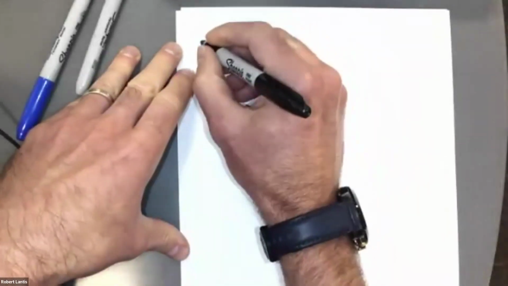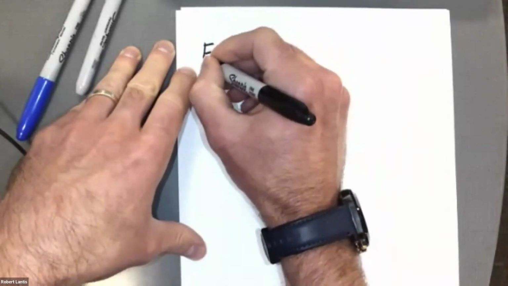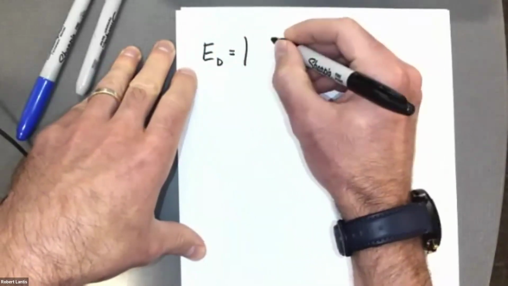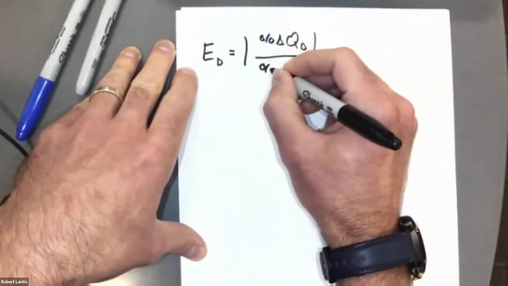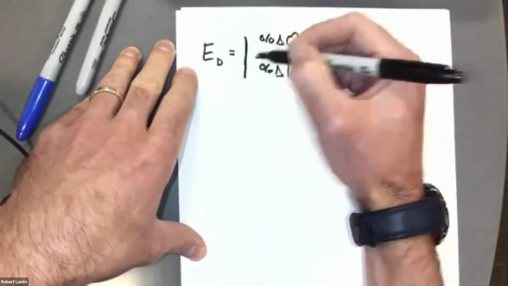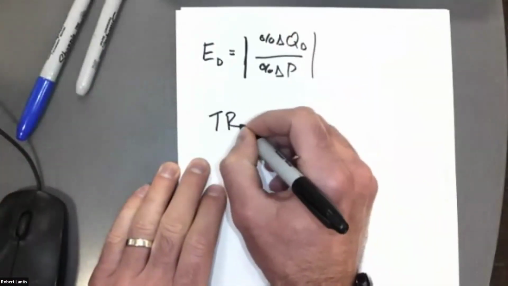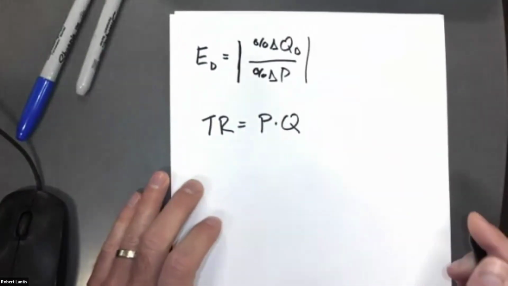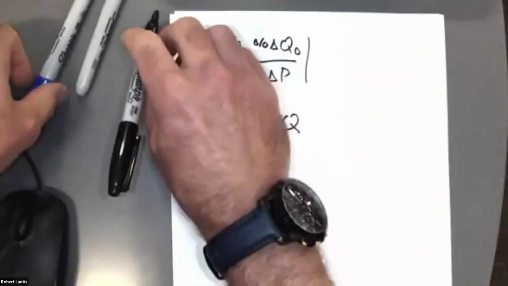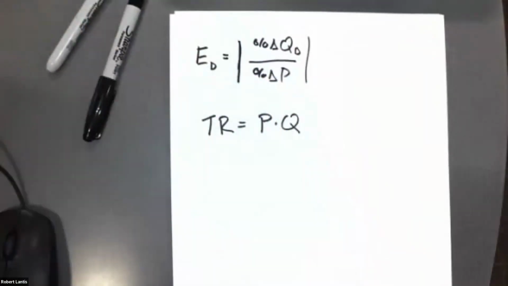So if I have my elasticity of demand, and I think I did this last class, but it'll help us to see it again. If total revenue is price times quantity, okay? If I have, and I'll set this up using colors here.